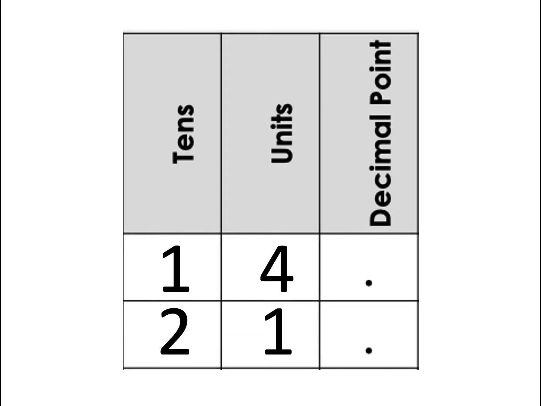Looking at 14 and 21, starting from the left again, 2 is larger than 1, so therefore 21 is larger than 14, even though in the units place value 4 is larger than 1. This is important when comparing decimal numbers.